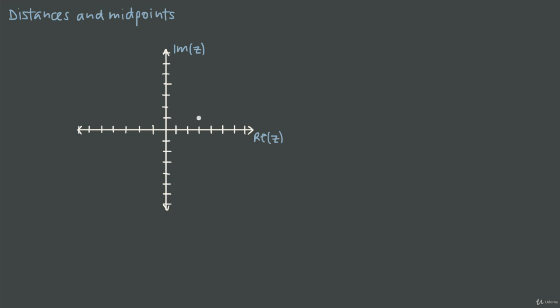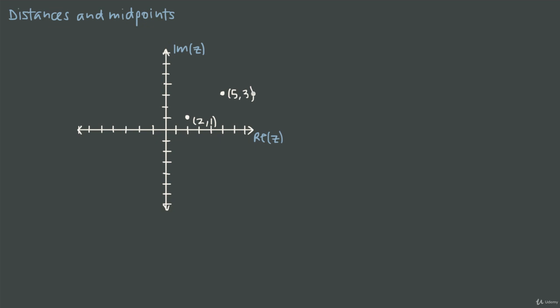Let's say that we have 2 points in coordinate space, and instead of using the real and imaginary axes, let's just pretend that this is the xy plane instead. So if we have a point here, this would be the point 2, 1. And then let's say we have another point at 5, 3. So this will be 5, 3 right here.